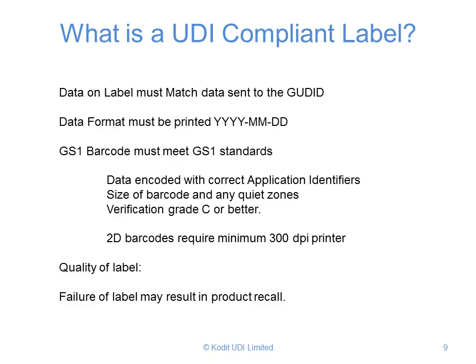The date format must be printed YYYY-MM-DD, and the GS1 barcode must meet all GS1 standards. So the data must be encoded with the correct application identifiers, the size of the barcode, any quiet zones, and the verification grade must be C or better. If you're using 2D barcodes, you'll probably need a 300 dpi printer, and please do remember the quality of the label, failure of the label and or data not matching may result in a very expensive product recall.